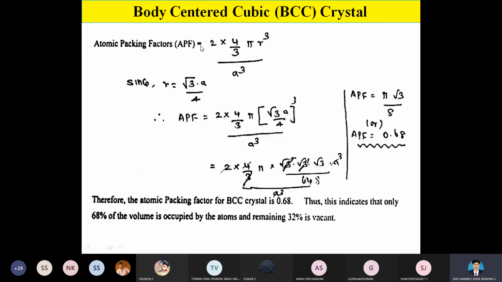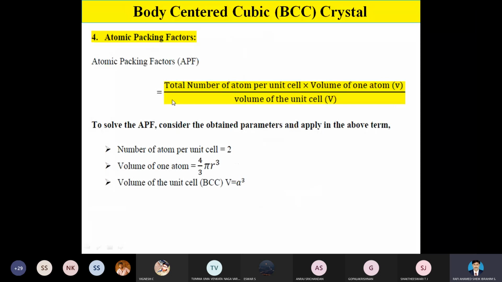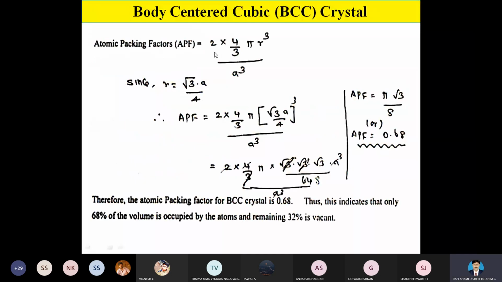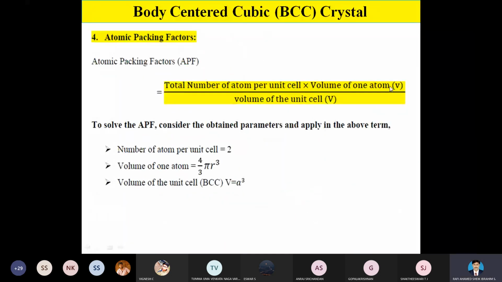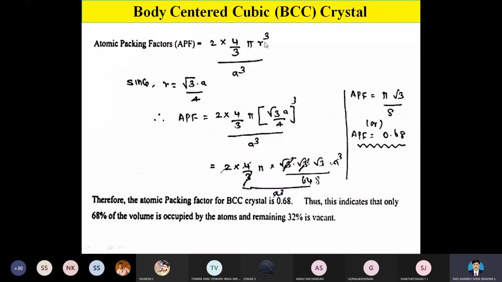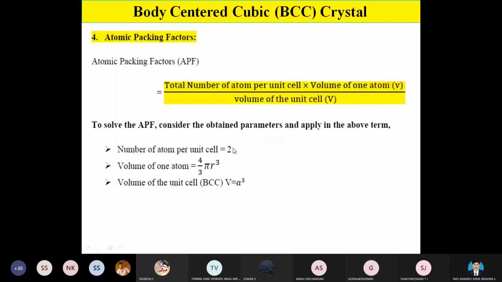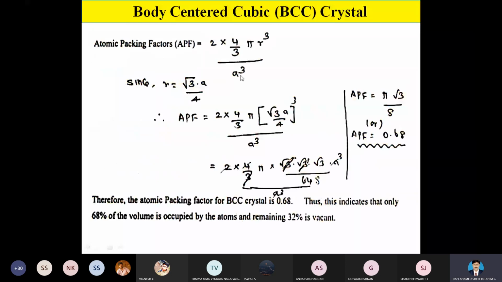Atomic packing factor, APF, is equal to, the formula is, total number of atoms per unit cell, which is 2. That we have mentioned here, 2. Volume of one atom is the volume of a sphere, so the volume of a sphere is 4 by 3 pi r cube. That we have mentioned here. Whole divided by the volume of the unit cell. Here the unit cell is cubical, so the volume is a cube. That we have mentioned here.